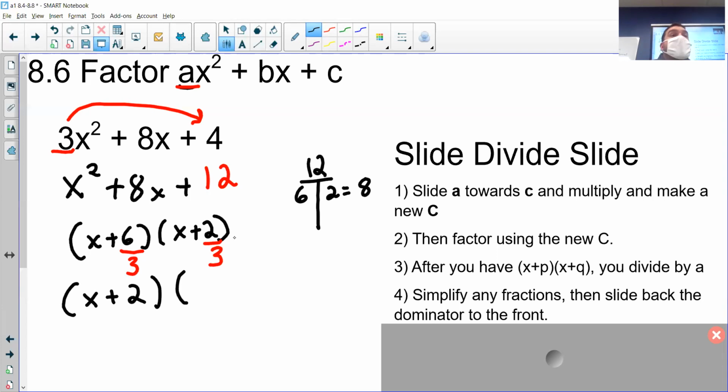Over here, can 2 over 3 be simplified? No. So we're going to slide the 3 to the front of its group. So this 3 is going to slide back over here, because we don't want it as a fraction, we want it as whole numbers. And you can do that in math. So it's 3x.